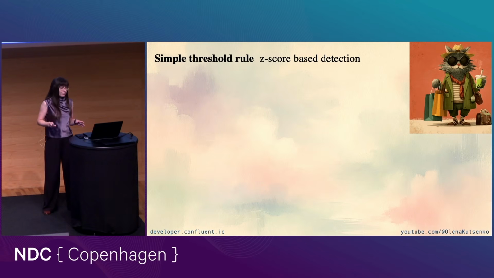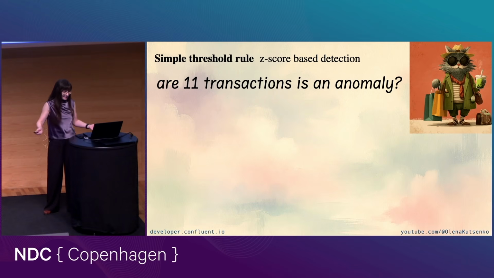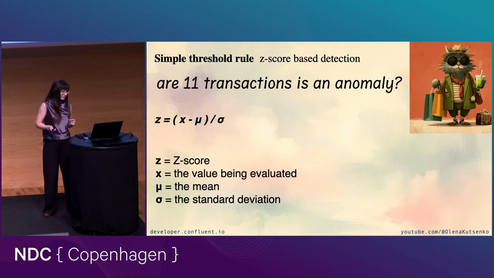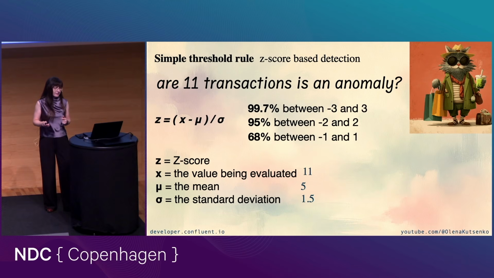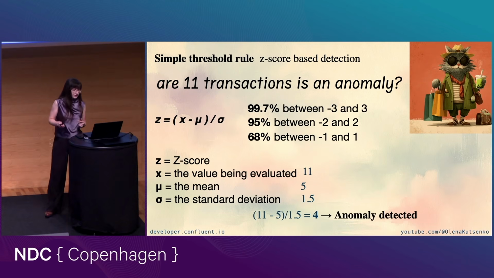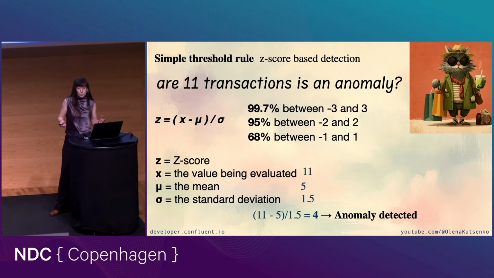Another rule is the Z-score. It's equally useful. It can answer, for example, the question: are 11 transactions within a day an anomaly? We have the formula for the Z-score, where we take the value being evaluated, the mean, and the standard deviation, and then compute the value. For example, here the Z-score is 4, based on imaginary values for an imaginary person. So potentially 11 transactions is a bit too much for this particular person.